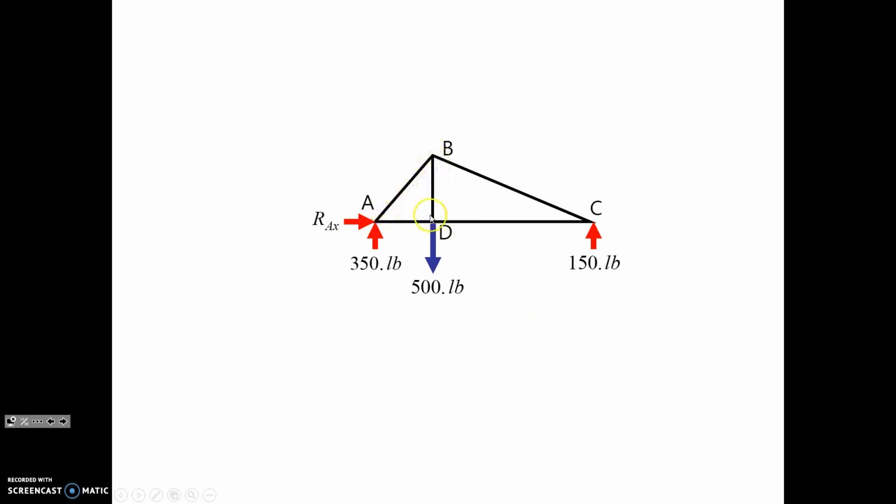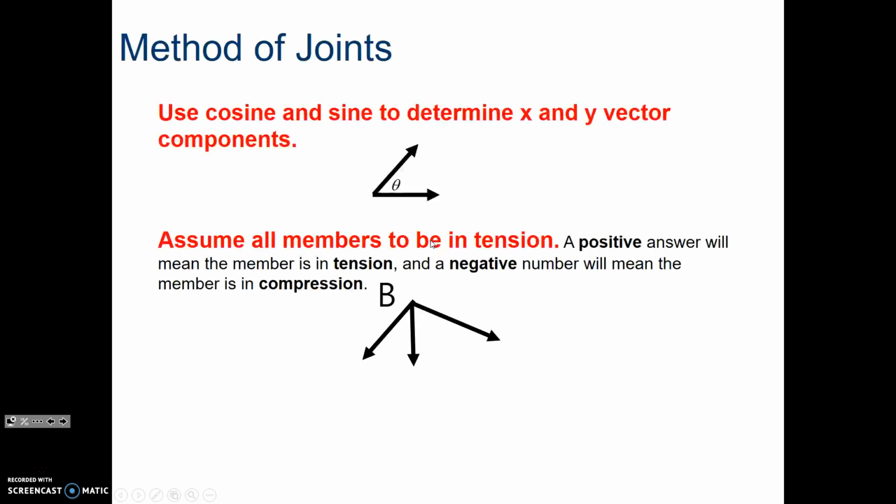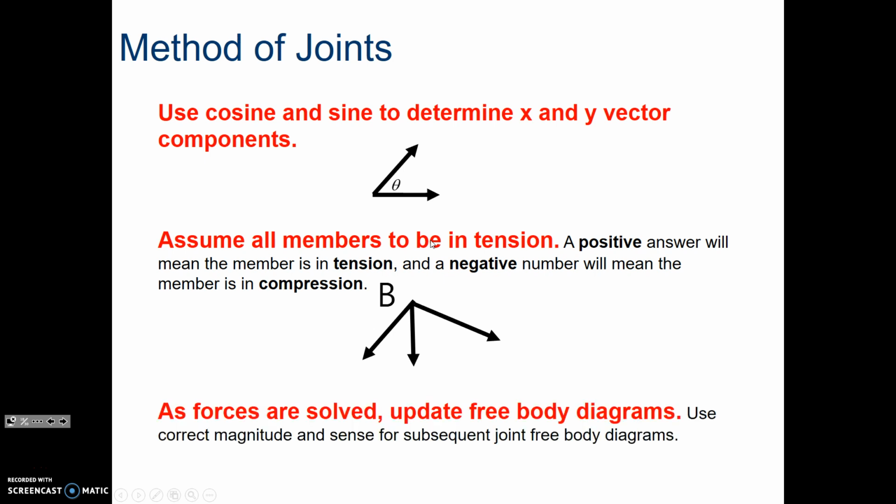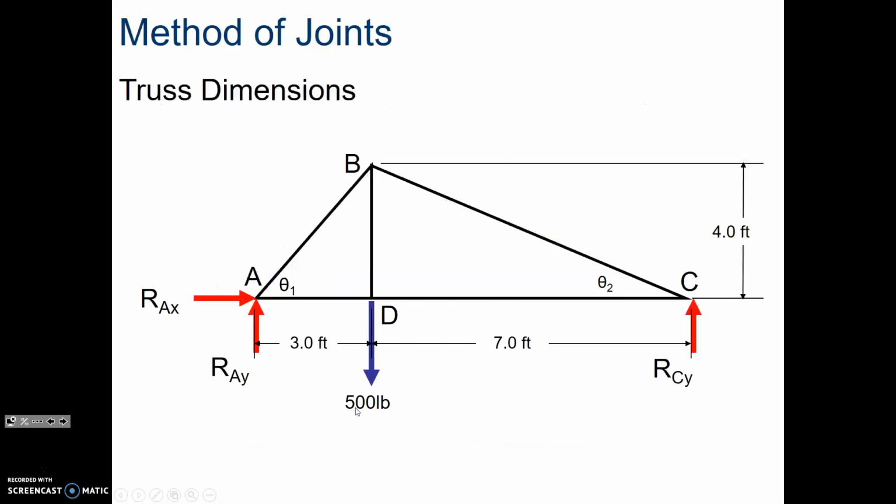Now that we have all of those, what we can do is calculate the actual forces that the members are feeling. But before we can do that, we need to figure out our angles on the inside, so we're going to use some basic trigonometry. Then again, we're going to assume all members are under tension, being pulled apart. If it's a negative number, that just means they're being compressed, so we'll just change that. All forces are going to be solved, and then we're going to update free body diagrams using the correct magnitudes, senses, and subsequent joints.